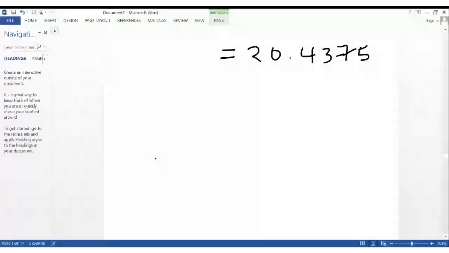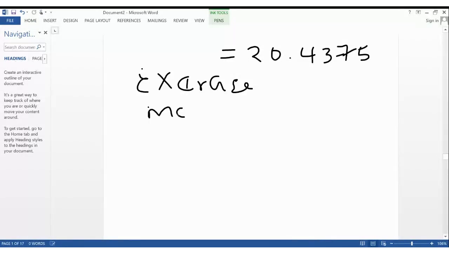So this is the exercise. I'm giving you only 10 minutes. You're supposed to be fast, so 10 minutes is okay. So this is the exercise: you calculate the mean, mode, and what? Median.